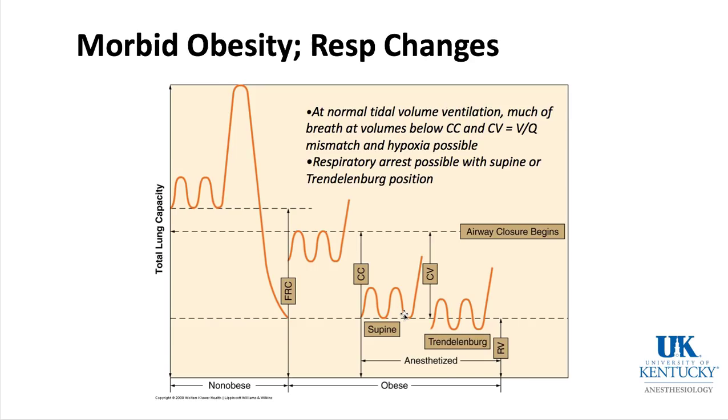And if you take that person who is awake, for example, breathing on their own, put them supine, and then put them in Trendelenburg, for example, to put in a central line, you can see why a respiratory arrest could occur very easily in these patients, because their tidal volumes are far below airway closure, with large amounts of VQ mismatch, and hypoxemia ensuing.